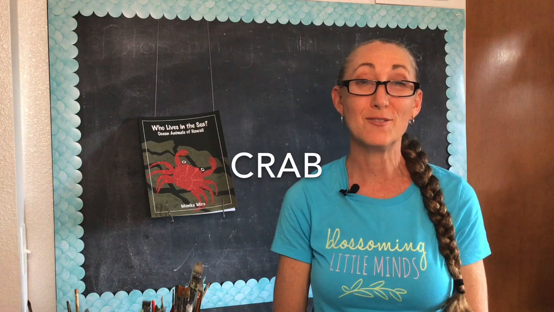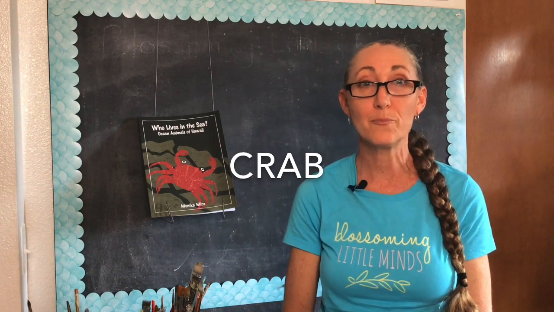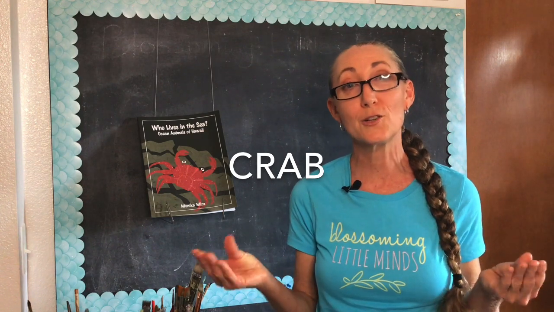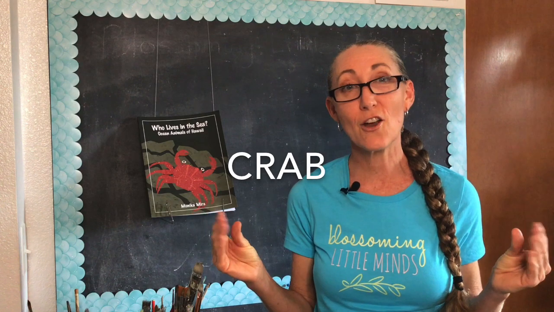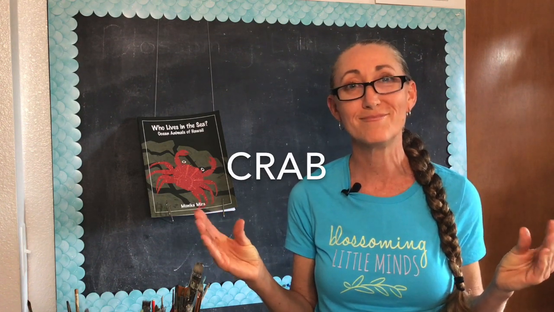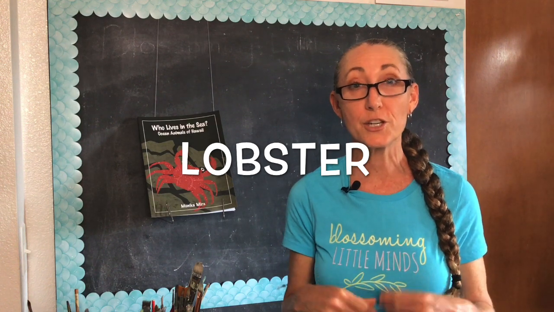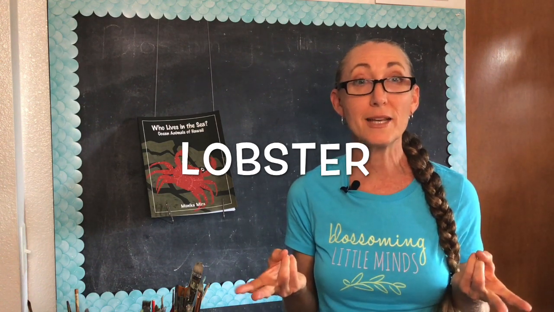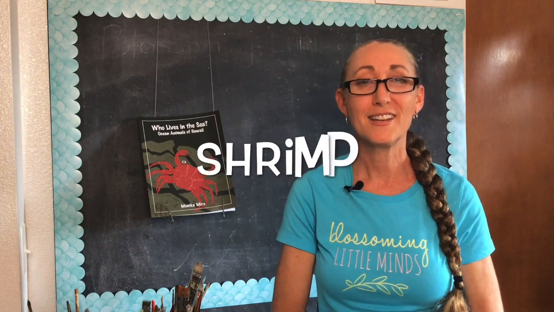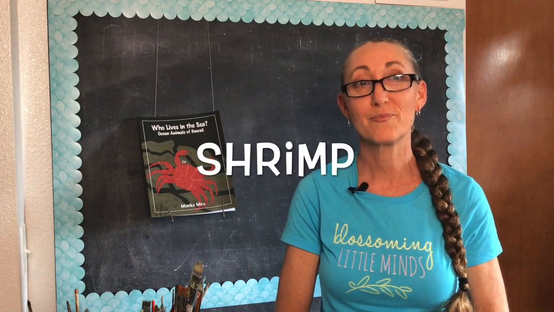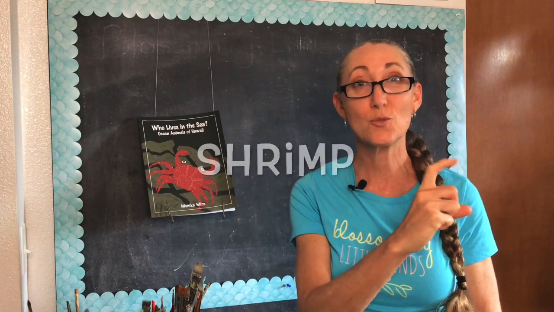Okay, so let's begin. The first sign that I want to teach the students is crab. To do crab, we open and close our hands like little crab claws, touching our hand to our thumb. Crab. Now I'm going to teach lobster. To do lobster, we're going to turn our hands upside down and make scissors with our fingers. Lobster. Now I'm going to teach shrimp. To do shrimp, I use my index finger and I wiggle it. Shrimp.